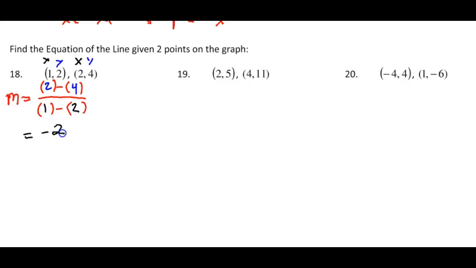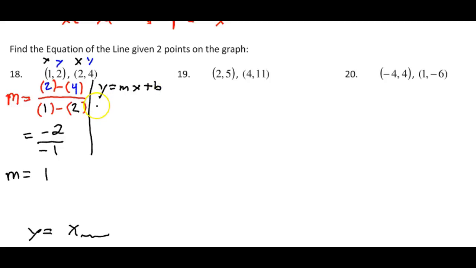So we have 2 minus 4 is negative 2, over negative 1, which just equals positive 1. So my slope is positive 1, and I know my equation is going to start off with y equals 1x. I have to figure out the y-intercept. So I can do that next. y equals mx plus b. And I can choose either one of these. I can do 1 and 2 for my x and y, or I can do 2 and 4 there. So I usually go with the smaller numbers.